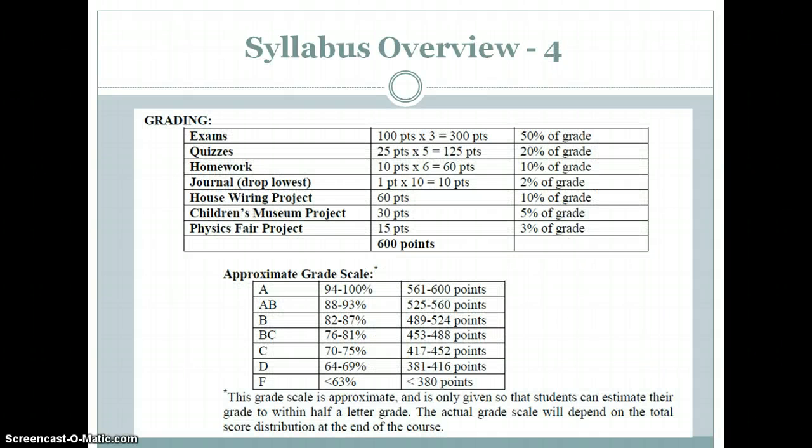So here's the part of the syllabus you're probably really interested in, the assignments and the grading scale. So most of your grade is based on exams and quizzes, as you can see. There's going to be 3 exams which each contain 50 multiple choice questions, and there are going to be 5 quizzes which are a combination of short answer and multiple choice.